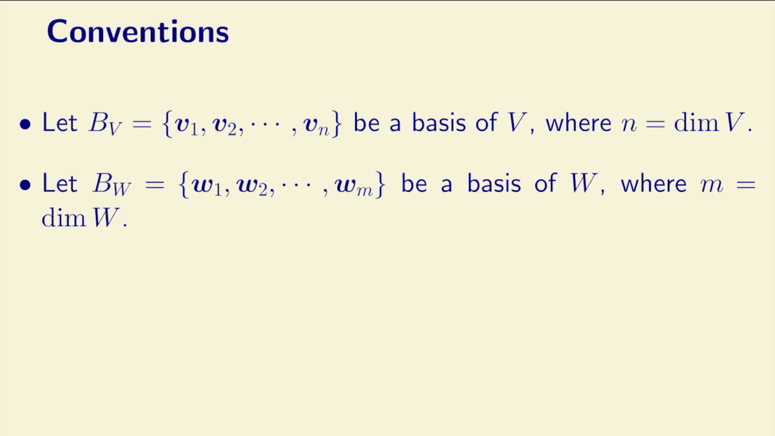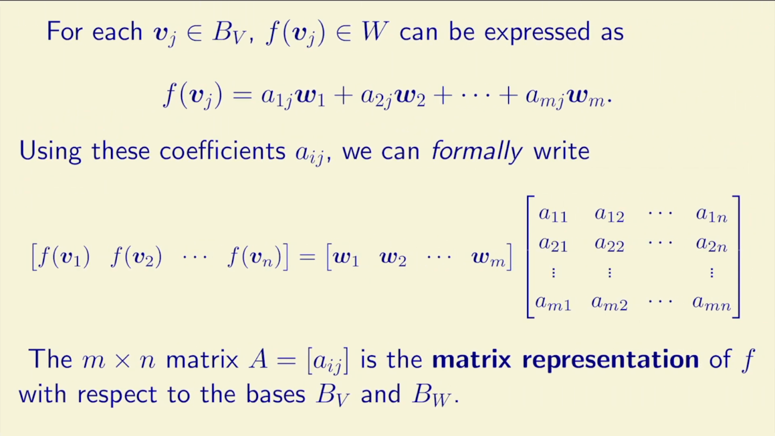The next page shows us the core idea. It says, for each vj in B_V, f(vj) in W can be expressed as f(vj) equals a1j w1 plus a2j w2 plus ... plus amj wm. Wait, why are we looking at what the linear map does to the basis vectors? Think of it this way. Since the basis vectors of V can create any other vector in V, if we know what the linear map does to them, we know what it does to every vector.